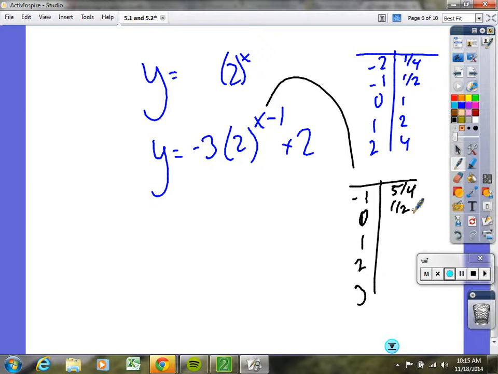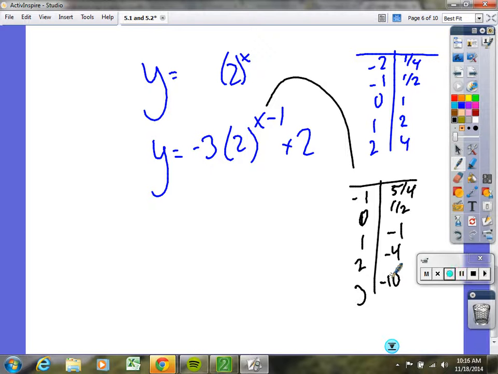I take 1, I multiply it by negative 3, what do I get? Negative 3. Negative 3 plus 2 is? 2 times negative 3, negative 6, negative 6 plus 2. So 4 times negative 3 is negative 12. Negative 12 plus 2 is? There it should be. Was that hard?